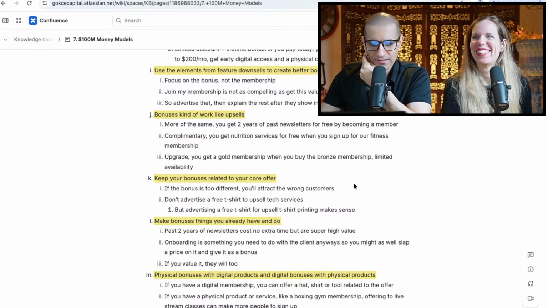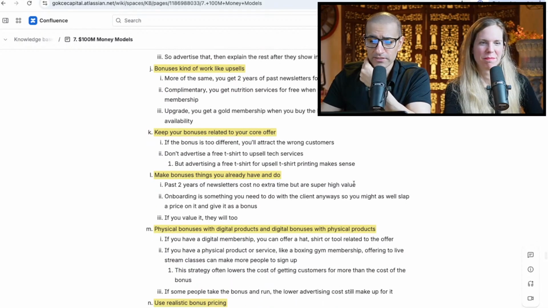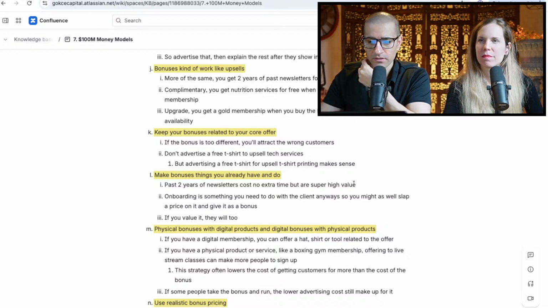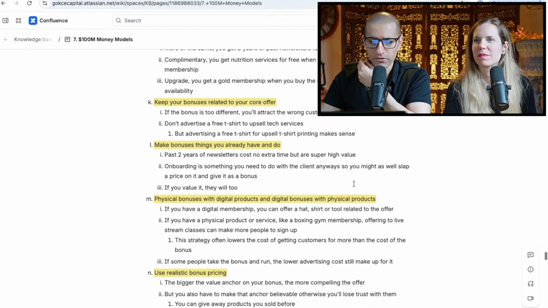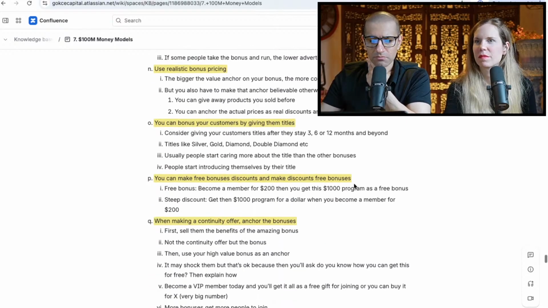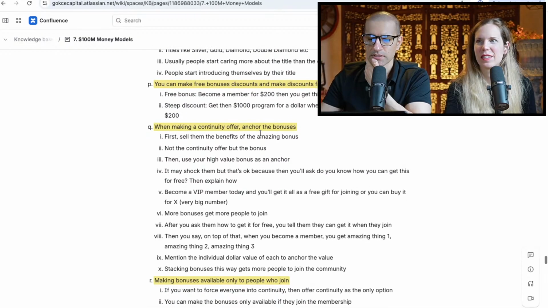Okay. Keep your bonuses related to your core offer. We looked at this. Make bonuses things you already have and do. So we already do these things. Physical bonuses, that doesn't apply to us. Use realistic bonus pricing. We already know that. You can bonus your customers by giving them titles. It doesn't apply to us. You can make free bonuses, discounts, and... I'm not sure what you were saying.